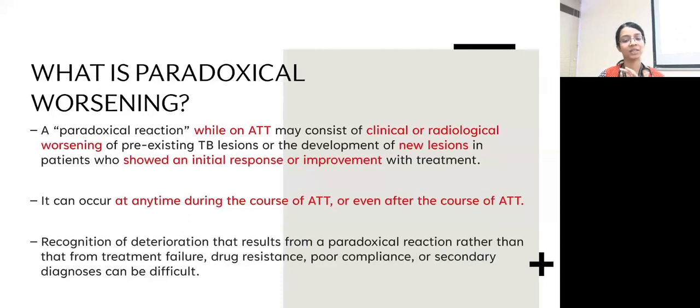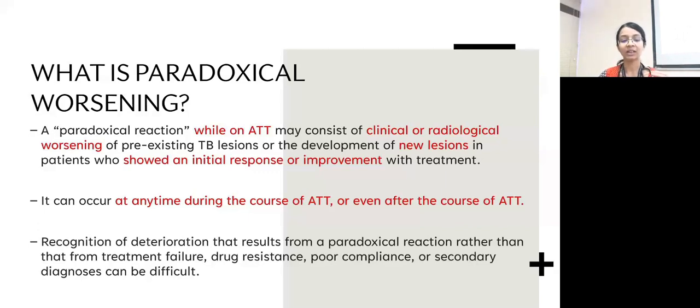Basically, paradoxical worsening is clinical or radiological worsening of pre-existing TB with new lesions or worsening of prior lesions in patients who initially show a response. It is classically described in immunodeficient patients, HIV positive people, but it can occur in immunocompetent patients also, because there is a spectrum of immune reactions to TB even in normal people. It can occur at any time during the course of ATT or even after ATT is completed.